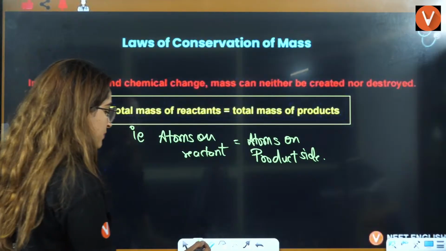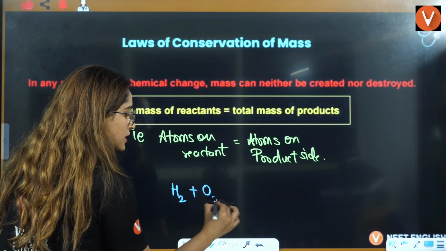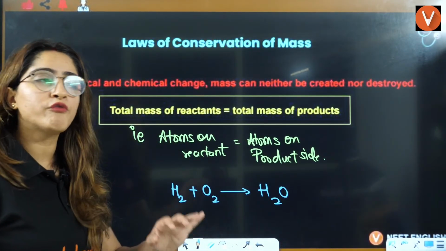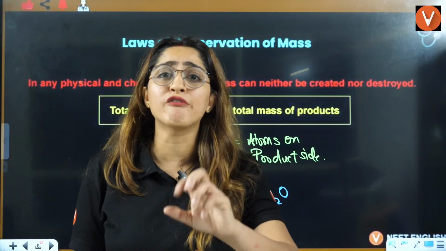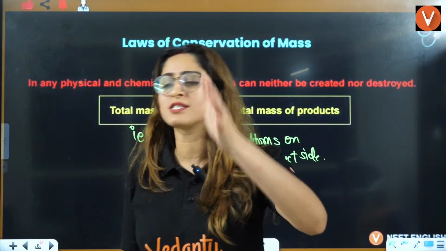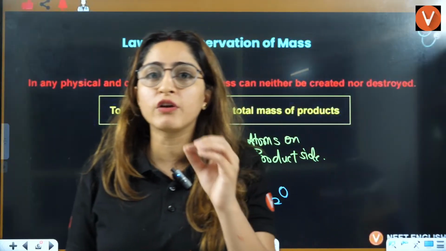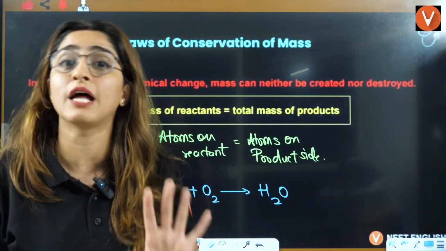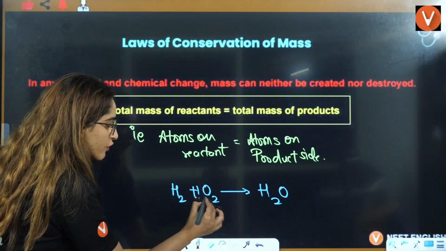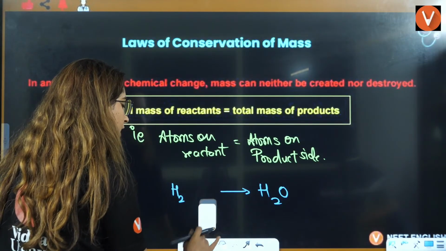Let's take an example. For example, you have H2 plus O2 that gives rise to H2O. Now, we always tell you that in chemistry you have to balance the equation. Stoichiometry, limiting reagent, all the concepts that you're going to see in this chapter and throughout physical chemistry will be based on the balancing of the reaction. So similarly, here also we will balance the reaction. How? We will multiply O2 by half, and now this will be the balanced reaction.